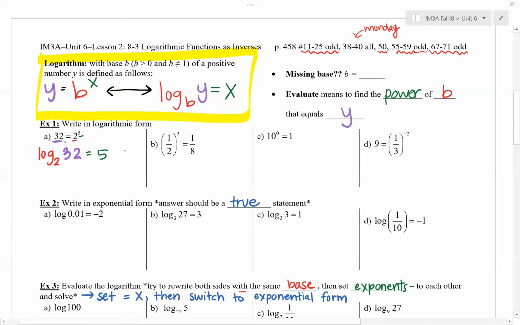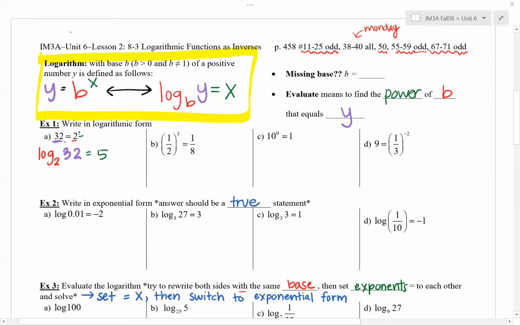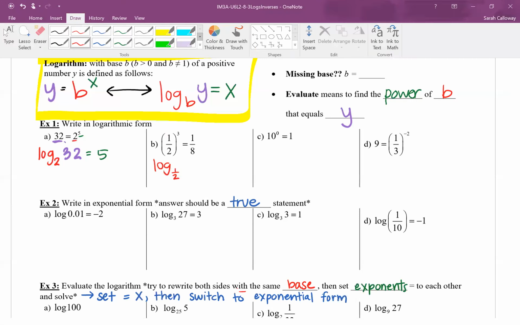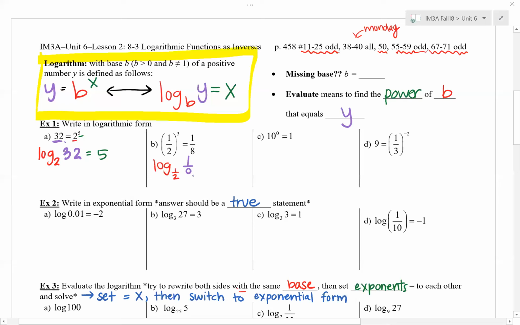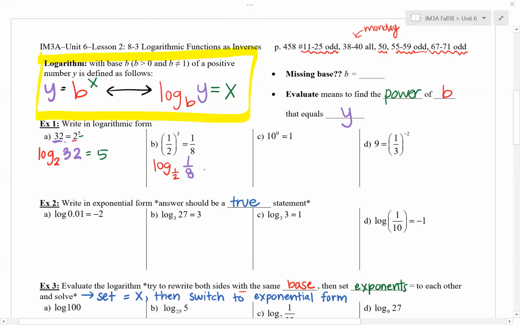It's okay if it's written differently. So notice that in this one, the b to the x is on the left-hand side instead of the right-hand side. You just need to be able to look for what is the base of the power, because that's going to be the base of the log. So the base of my power is 1/2, and so that goes together. And then I'm going to take log base 1/2 of 1/8 equals that 3.